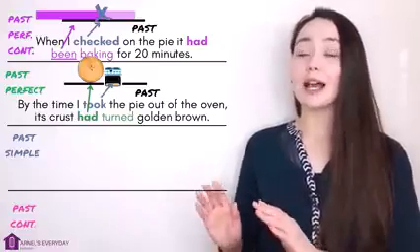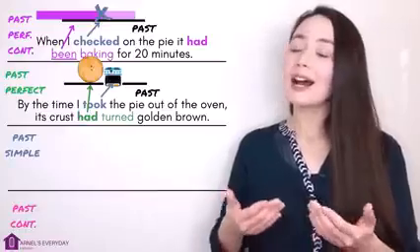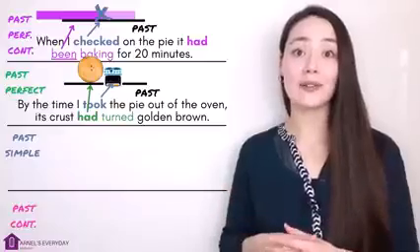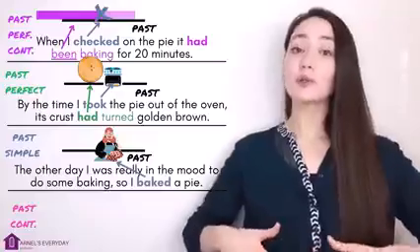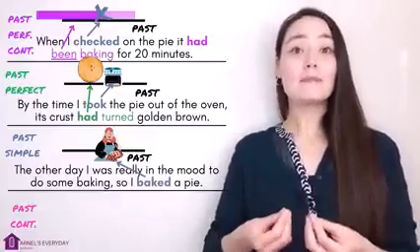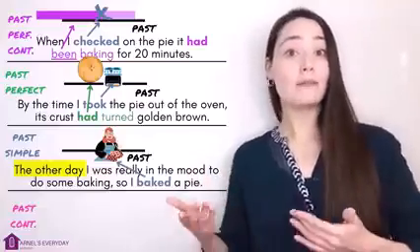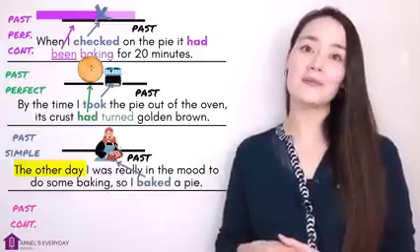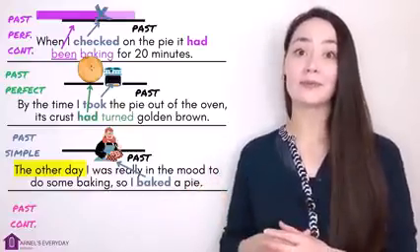With the past perfect, I'm emphasizing a completed action before another past action. I'm not really interested in the ongoing past action at a certain point. Past simple. The other day, I was really in the mood to do some baking, so I baked a pie. Past simple, specific time, the other day. And the other day means recently in the past, maybe 3 days ago. The past simple is not dependent on another past point.